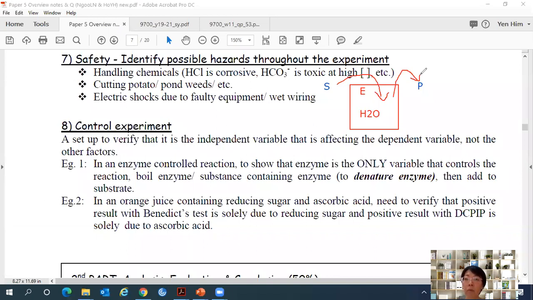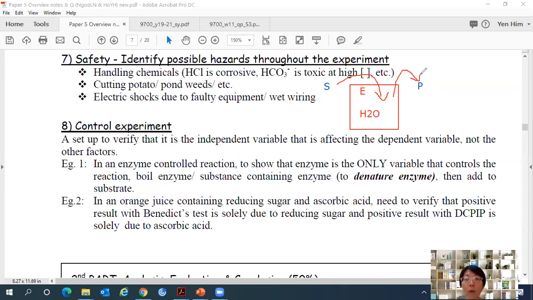So which is the one that actually causes the product to be formed? Therefore, when you have finished your experiment, you still want to do an extra experiment to verify that, between these two factors that I have in my beaker, it is the active enzyme that results in the product, not the water. So you do a control experiment to show that it is the independent variable that you have identified as the one that actually affects your result, not the water.